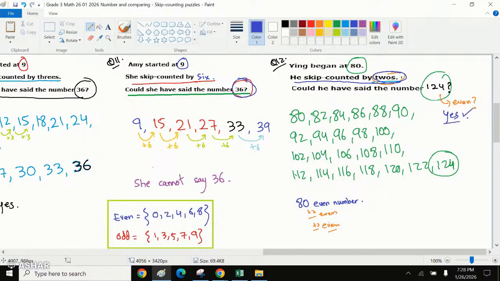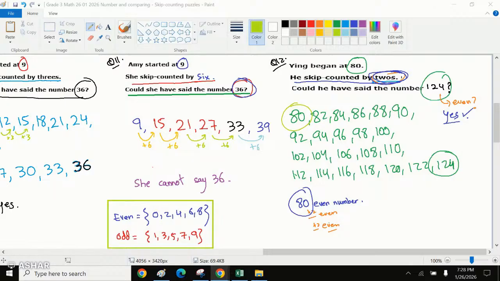We would not need to write all the numbers because we are starting at an even number and skip counting by twos. Then the final number should also be even. So we would not have to do all this working, right? This is the easy way where we can try to find the answers. But if there is any difficulty, just write down the numbers. Okay. Let's have a look at another question.